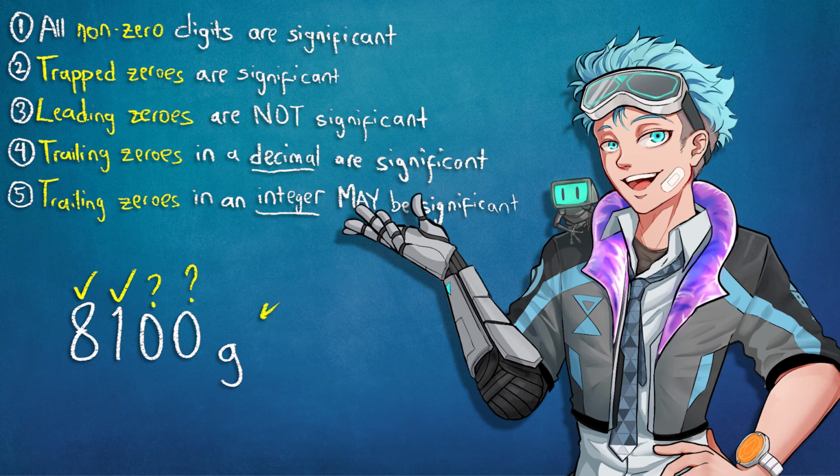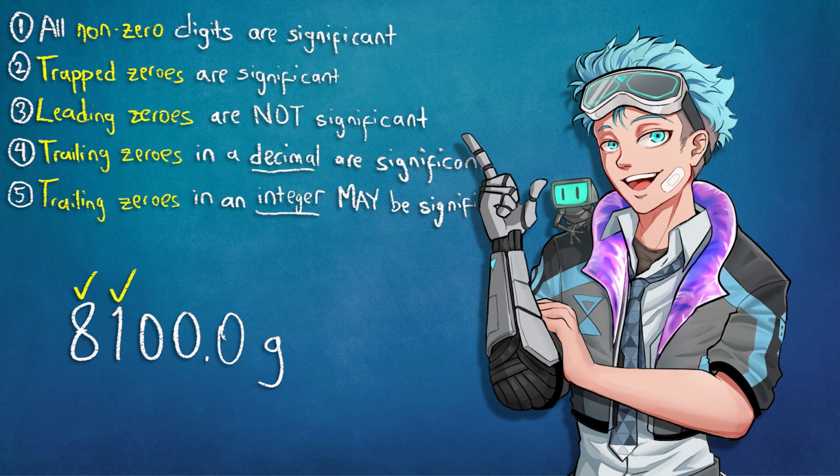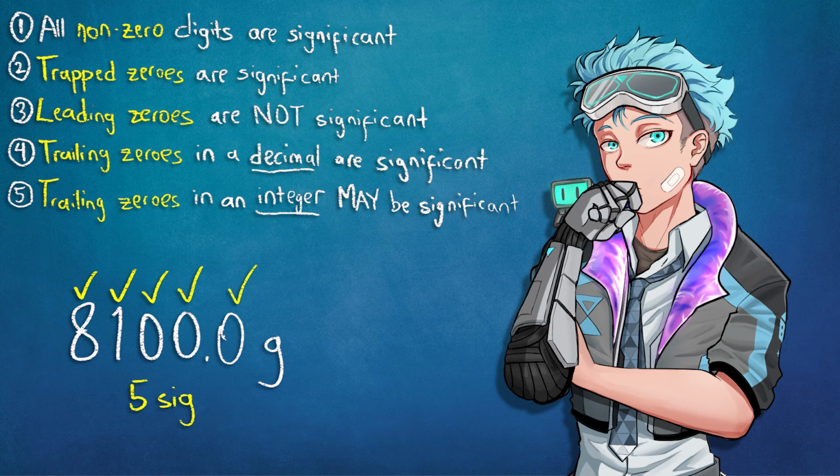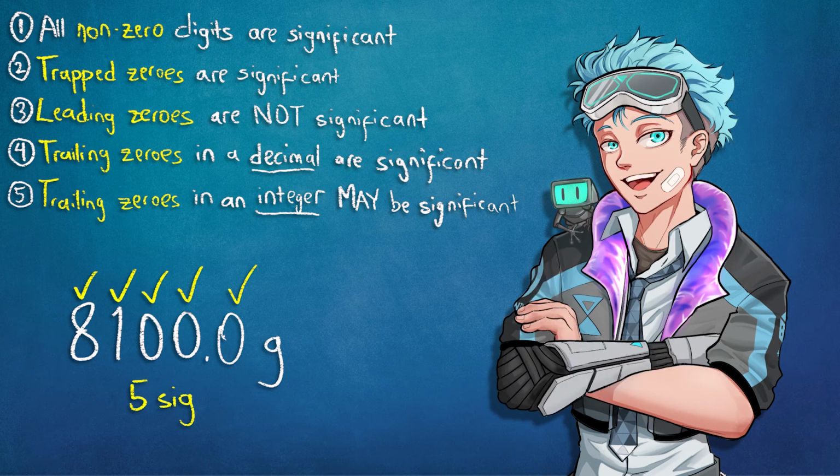The moment you write it as 8,100.0 grams or 8,100.000 grams, it's now a decimal, and all the digits are significant as per rule number 4. This is because it's unreasonable to think that anyone would round, say, 8,101 or 8,099 to 8,100.0 instead of just 8,100 without the decimal point.